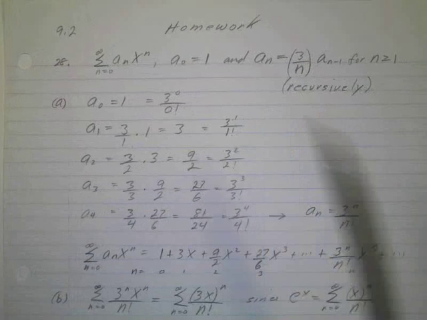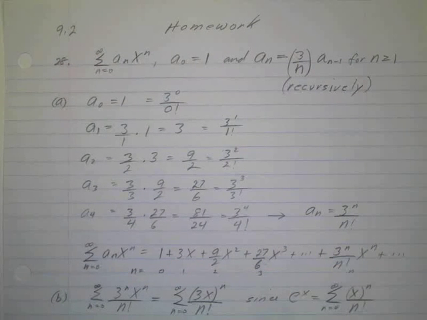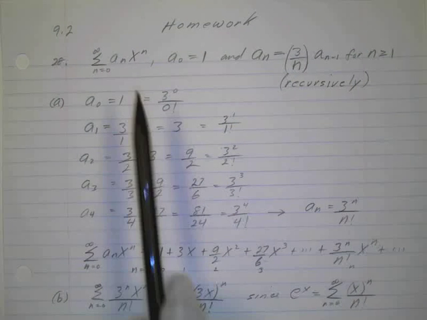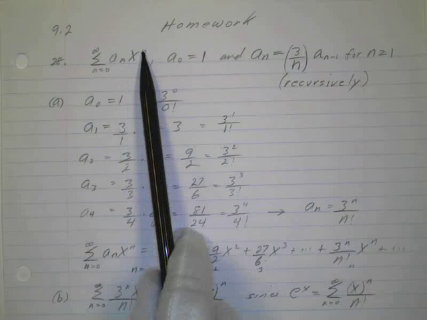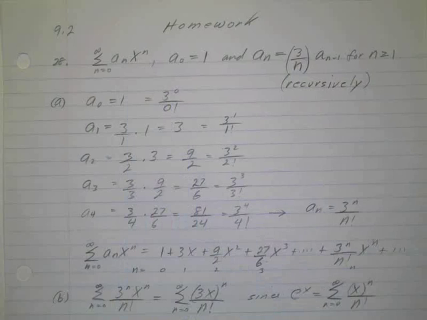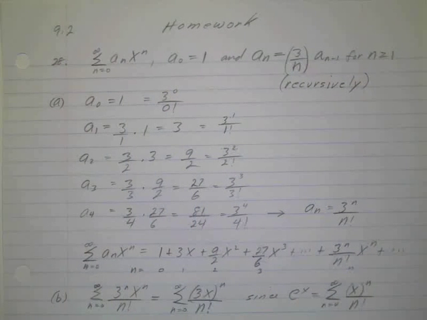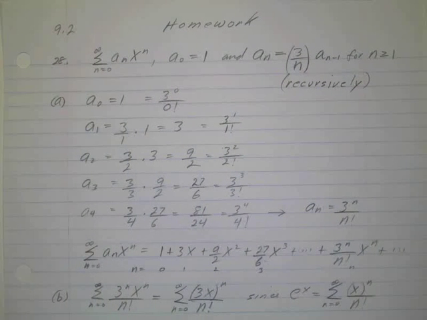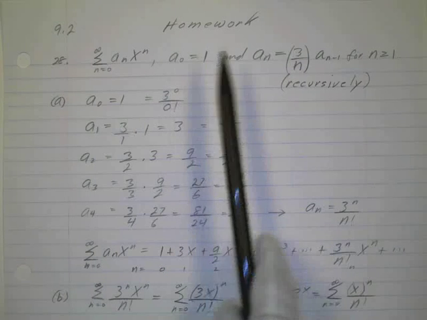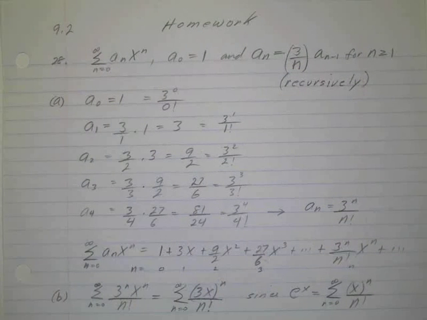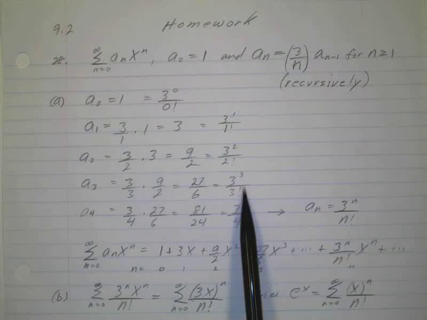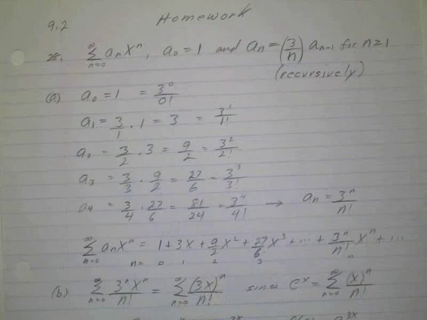That's what we have over here. So find the first four terms and the general term for the series. So we have to find the coefficients. It's going to be x to the 0, x to the 1, x to the 2, x to the 3, x to the 4, like that. So what we can do is take a look at the coefficients, and a sub 0 is 1. I was determining the general term over here, so don't worry about this yet.